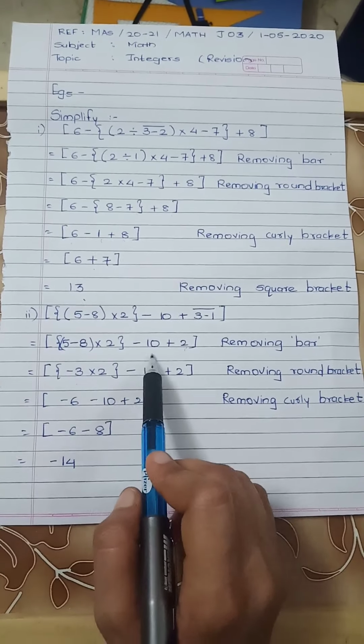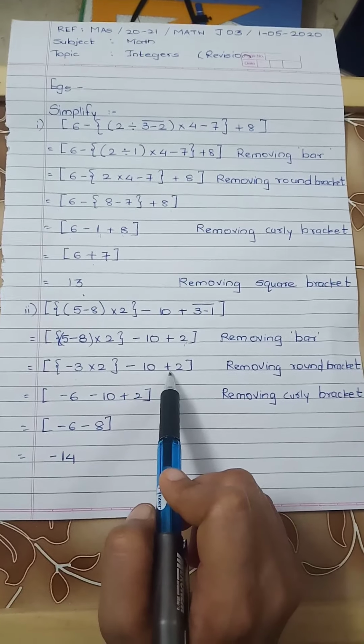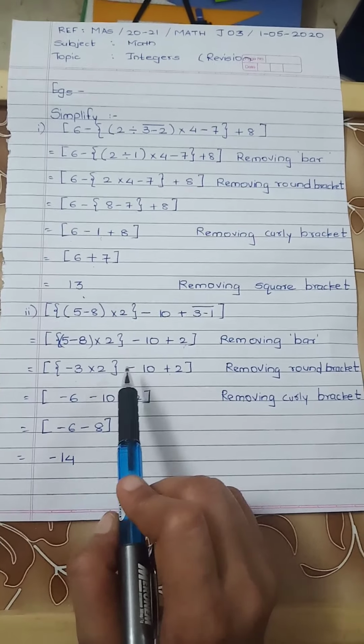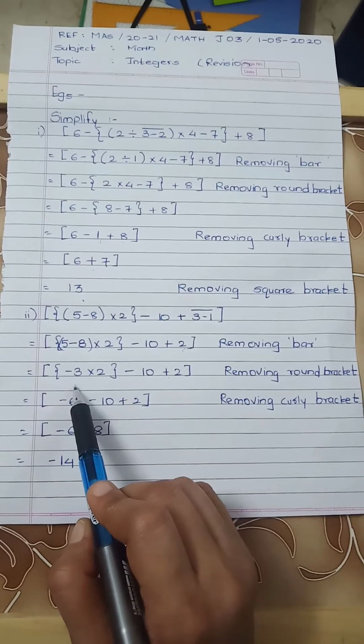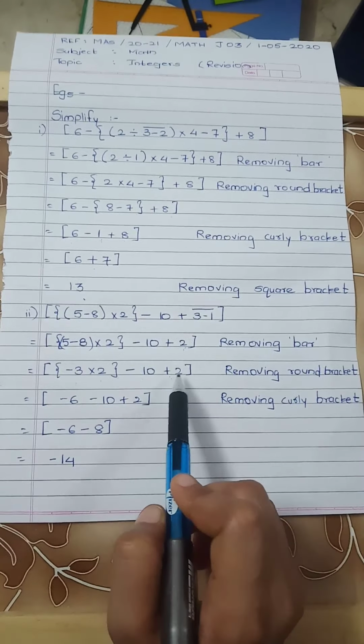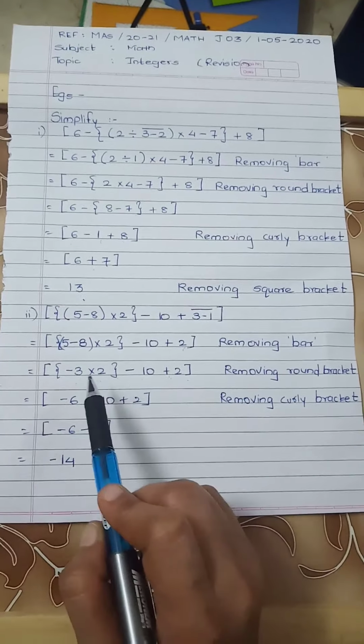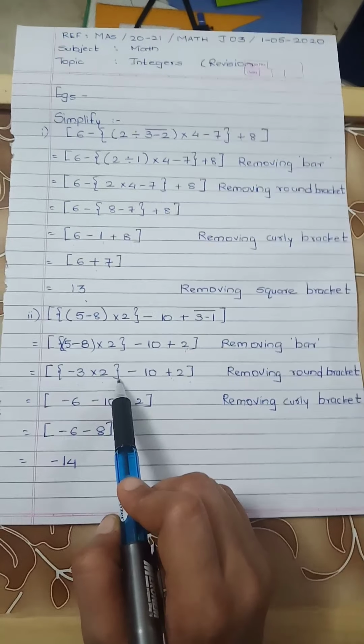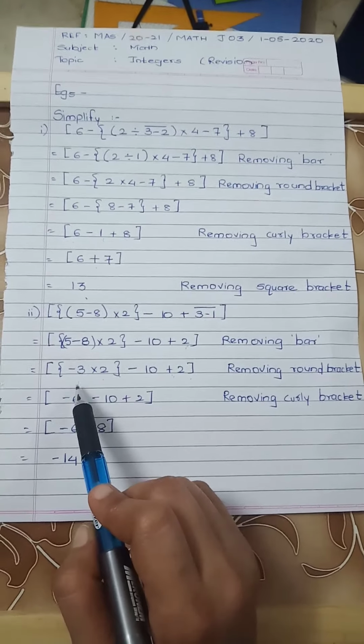So I've written all the other numbers as it is. I have not changed the other numbers. I'm doing step by step. So I've removed, my answer is minus 3 into 2. Then the curly bracket, minus 10 plus 2. Now my second step is to remove these curly brackets. Okay. So what will I do?